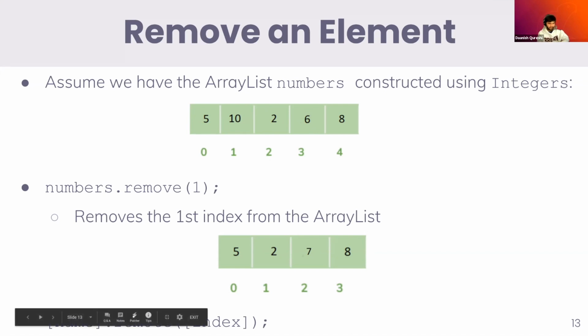And the syntax, once again, is name dot, and it should be remove with a V instead of a T, but I'll change that later. So it's name dot remove, and then the index.